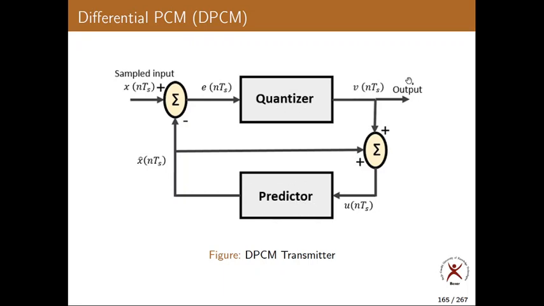So actually there should be an encoder also. After this there should be an encoder. Okay, I did not write it here, but there should be an encoder here. So just get yourself familiar with these terminologies: X of nTs, X cap of nTs, E of nTs, U of nTs, V of nTs.